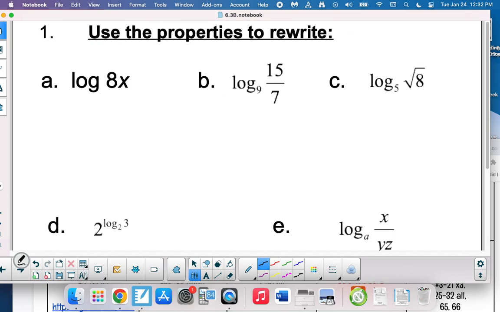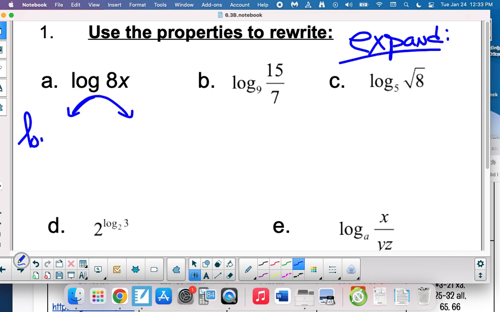Here we go. First, 5 problems. Use the properties to rewrite all of these. Now, here's the deal. I didn't write this word, but I think next year I probably should say this in your notes. Expand, which means take a log and make it longer. So 2 logs, 3 logs, okay? That one says log of 8 times x. That's multiply. Log of 8 plus log of x.